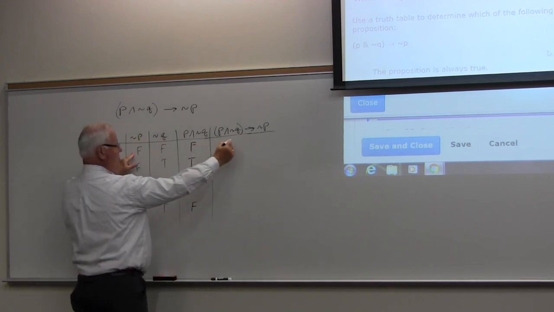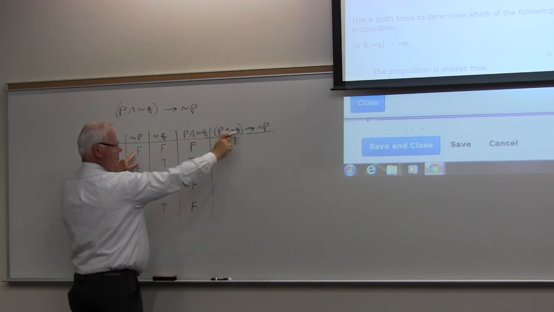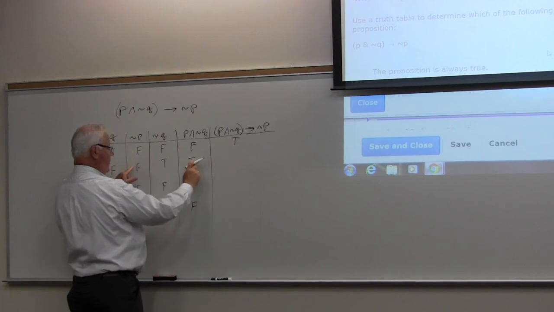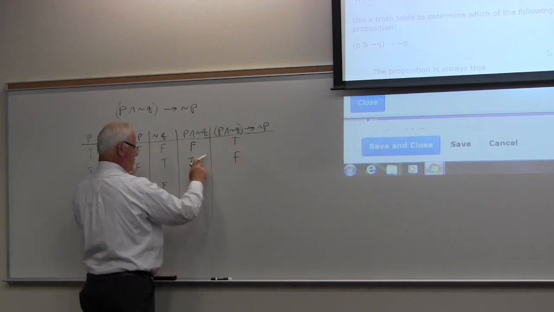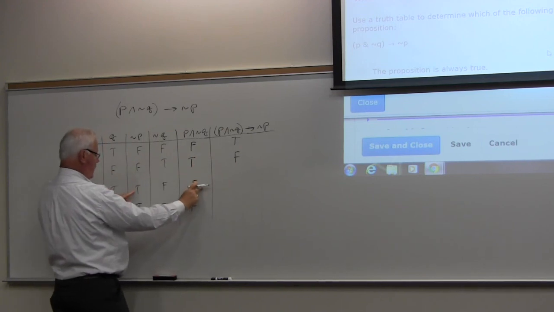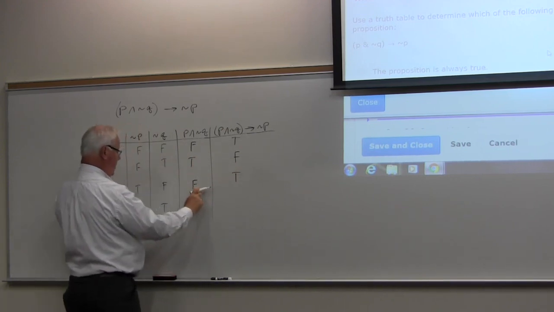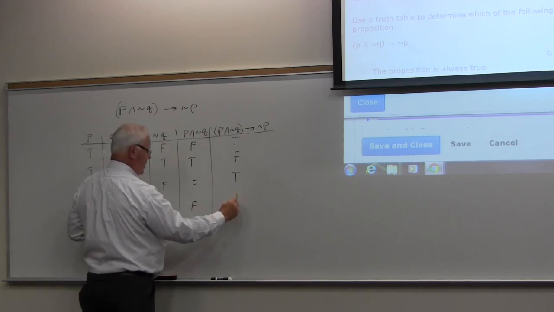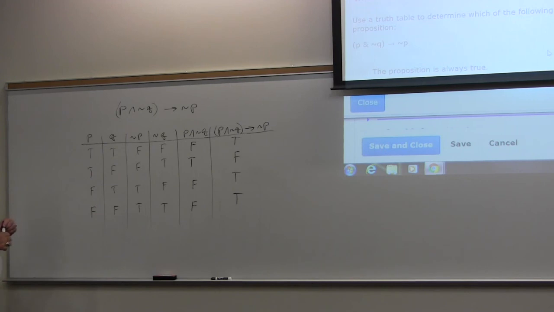False implies false is true, isn't it? Because when this part is false, the implication is true. But here I have a true implies false. That's the case where it's false. Here I have a false implies true. That's true. And here I have a false implies true. So that's true. Okay? Am I okay?